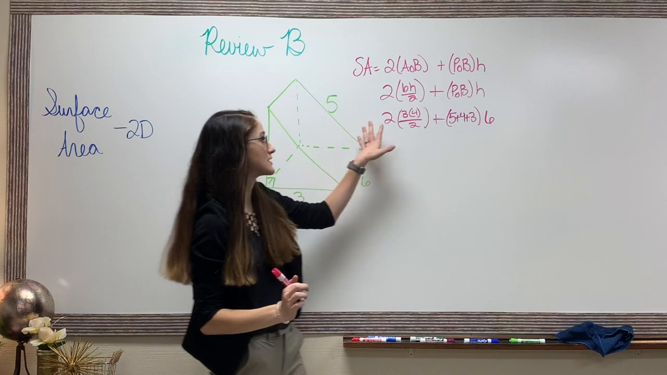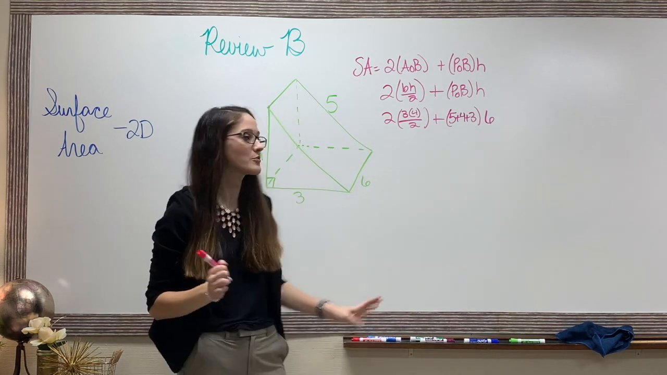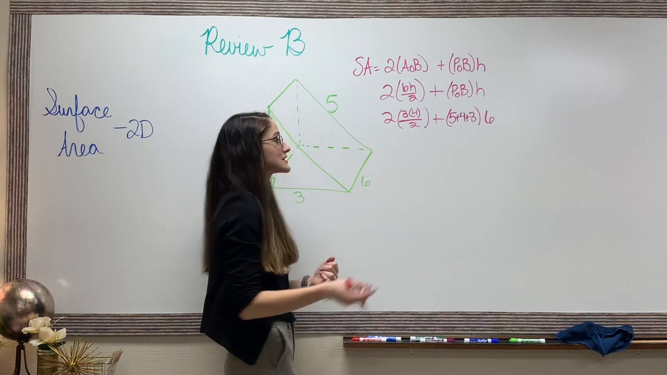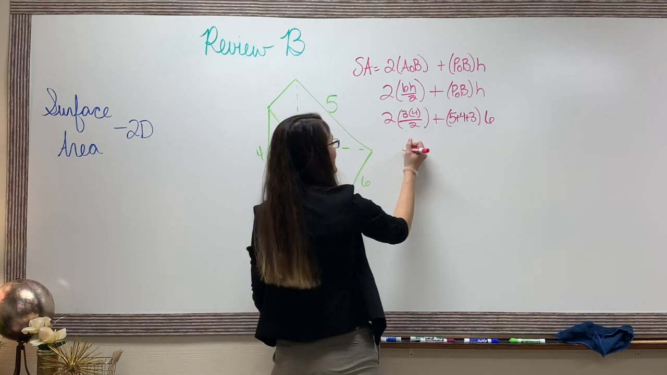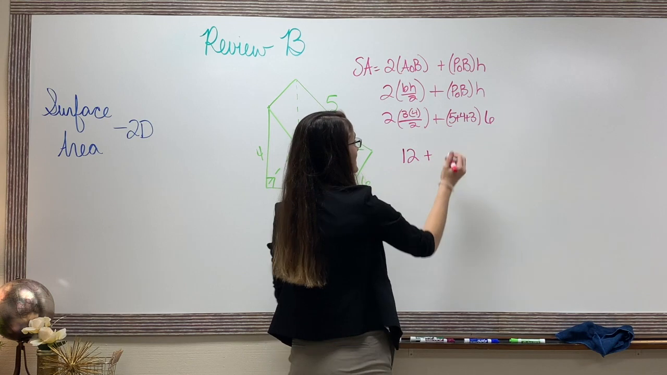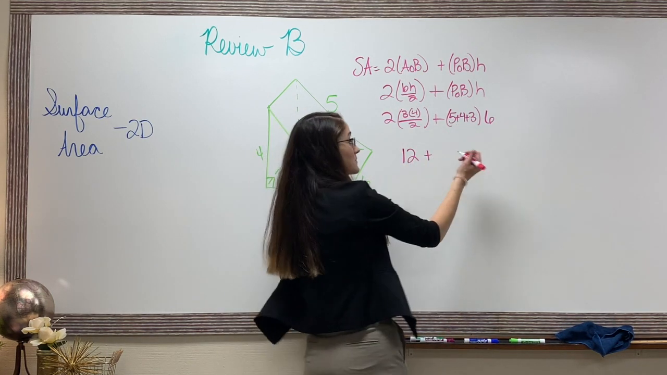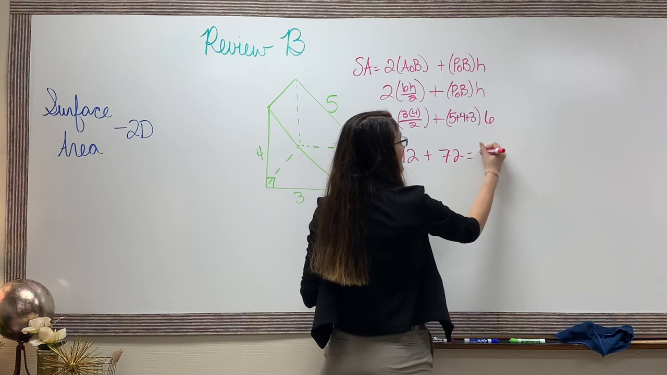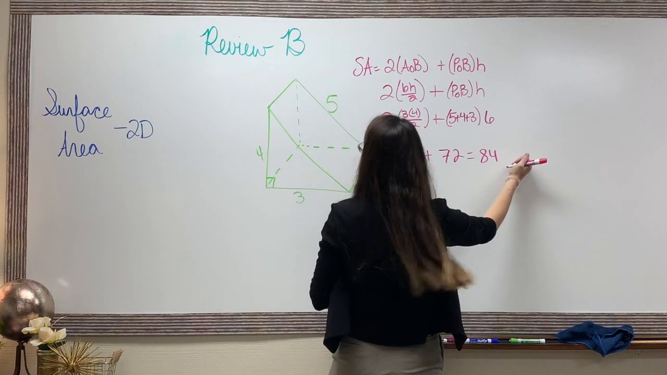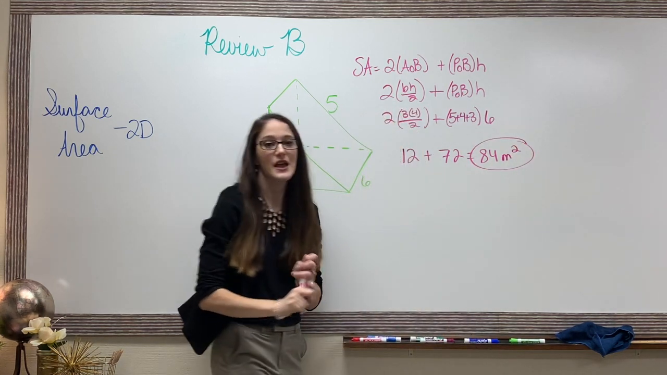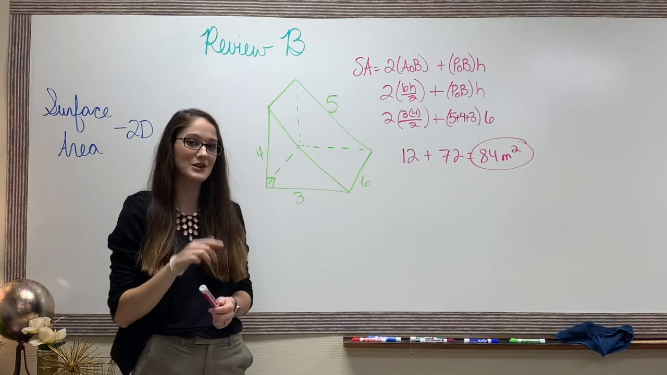So now we are dealing with just a bunch of really small numbers. We're going to multiply it out. 3 times 4 is 12, divided by 2 is 6, times 2 again, so it is back to 12. Plus 4 plus 5 plus 3 is 12, times 6 is 72, equals 84, and we are dealing with meters squared. Okay, and if you don't believe that that works, go ahead and fact check me.